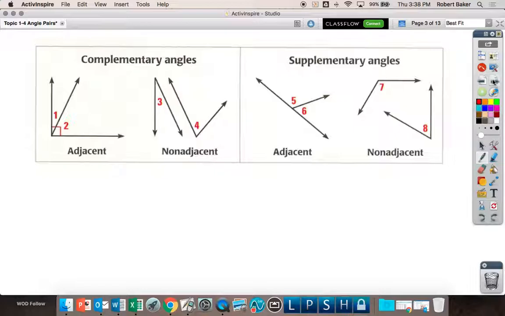7 and 8, supplementary. They don't touch each other. Does that kind of make sense?